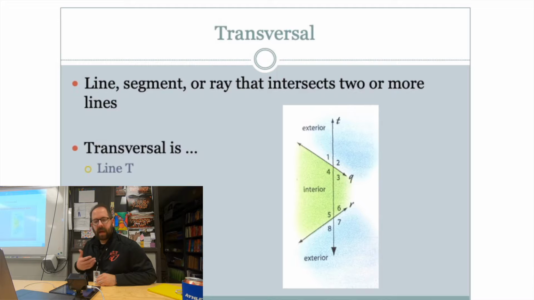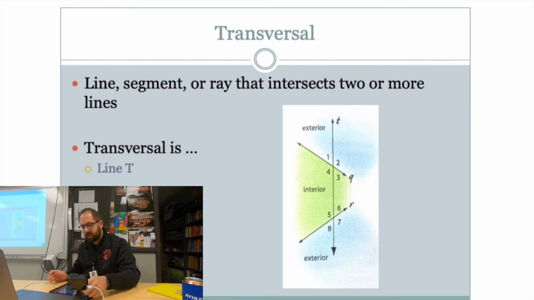Transversal, it is a type of line that crosses two or more other lines. So it can be a line, it can be a ray, it can be a segment. Those are types of lines, right? But it's going to hit two or more lines. So on this particular picture, the transversal is line T, the one that's going up and down vertically. It's crossing two other lines. If I went back to that other picture, the one on the last slide, almost every line up there was a transversal because they cross two or more others. But this one in particular, line T is a transversal.